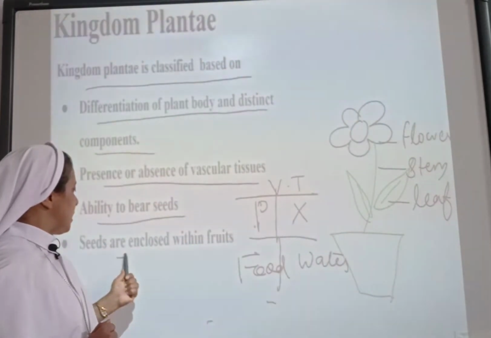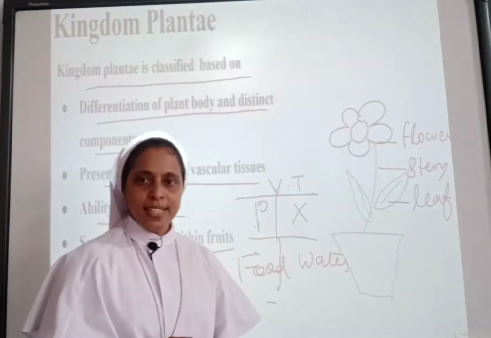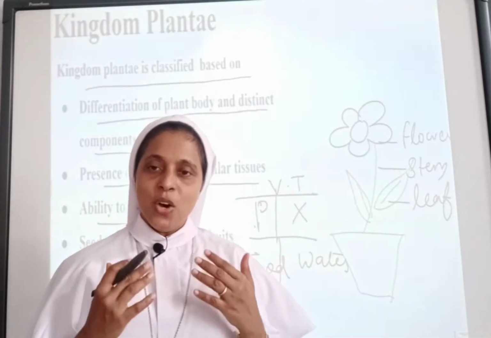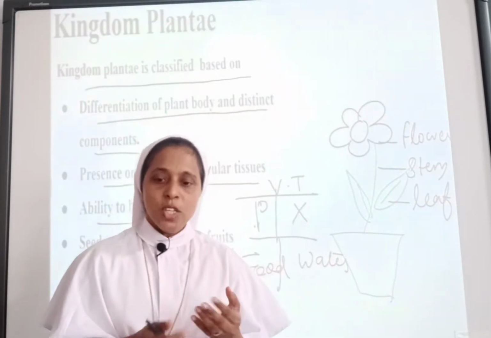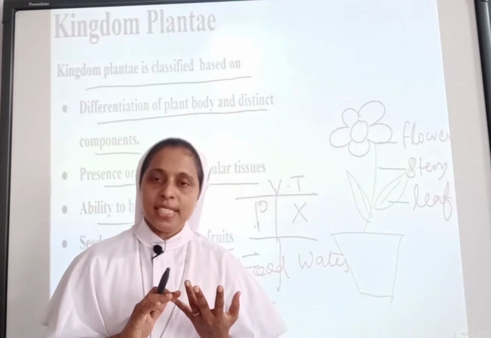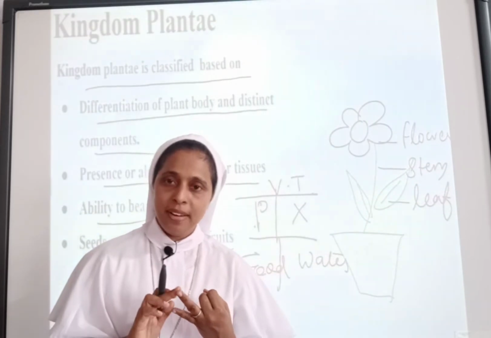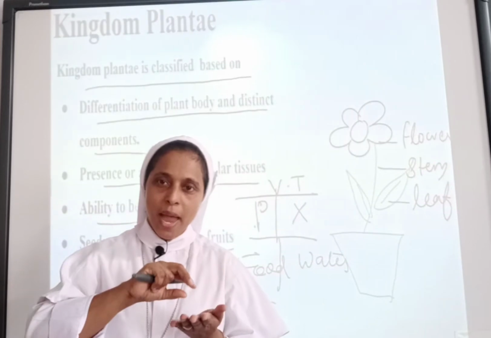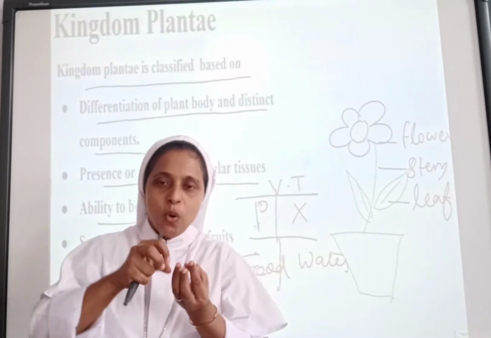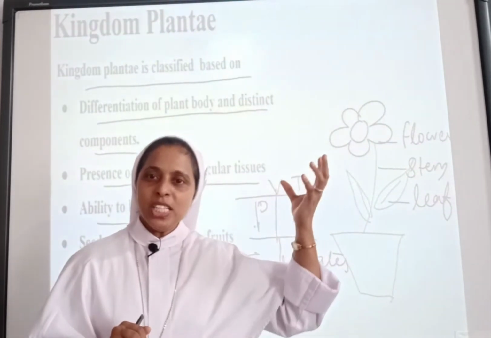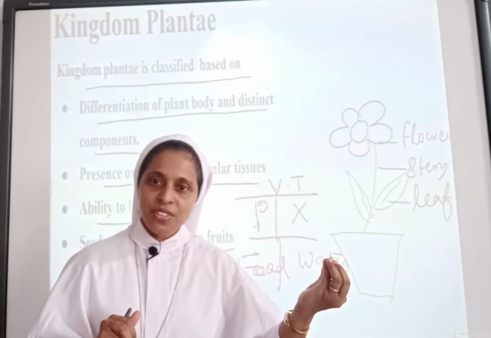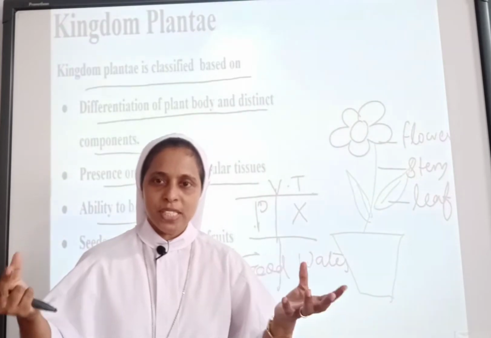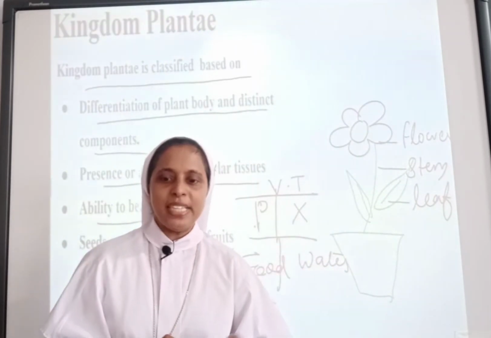And the next point, seeds are enclosed within the fruits. Whether the seeds are enclosed within the fruits. So based on that condition, as an example, we have mango, we have apple. All the seeds of mango, seeds of apple, are enclosed inside the fruit. So based on this category, R.H. Whittaker has classified the plants on the basis of certain categories. Hope it is clear to you.